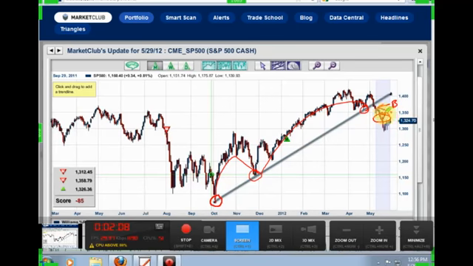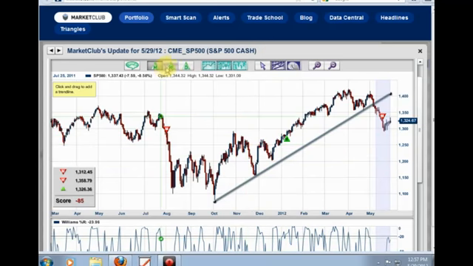You can see the monthly kicked in shortly thereafter, but before that, and let me just take this off the screen, before that you had a weekly signal right there. This is why the weeklies and the monthlies are so powerful when you combine the two of them together. Now the question is, how far is this move going to come down?